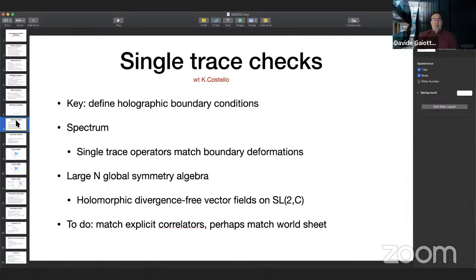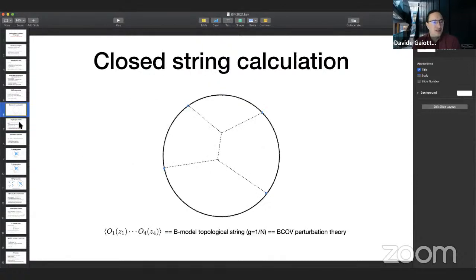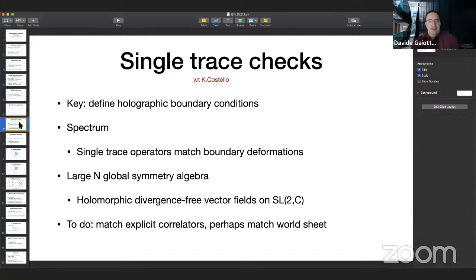So with Costello, we proposed that one of the key ingredients of making this duality work is really to find what are the correct holographic boundary conditions in SL2C. Which boundary conditions can you put on the BCOV fields in SL2C so that the boundary deformations are precisely dual to the operators of the chiral algebra. So with Costello, we defined the boundary conditions, and we verified that indeed the boundary deformations are in one-to-one correspondence with the single trace operators.